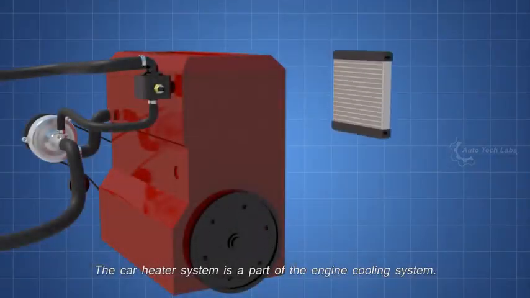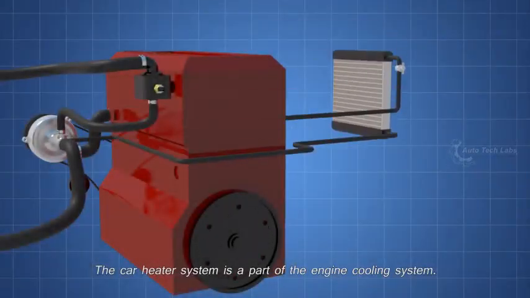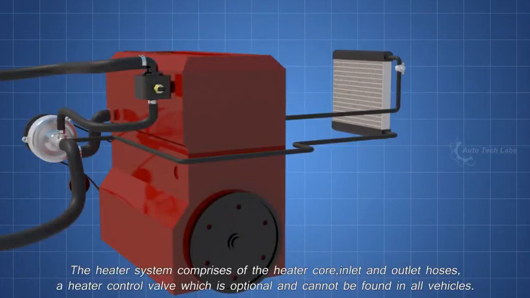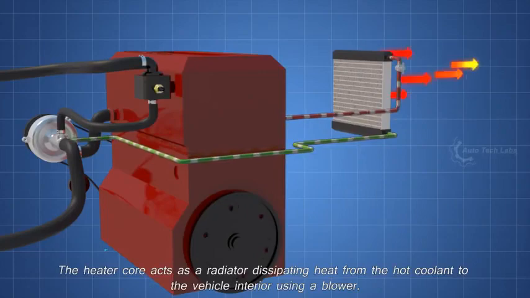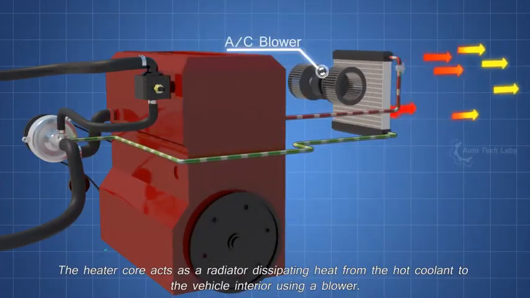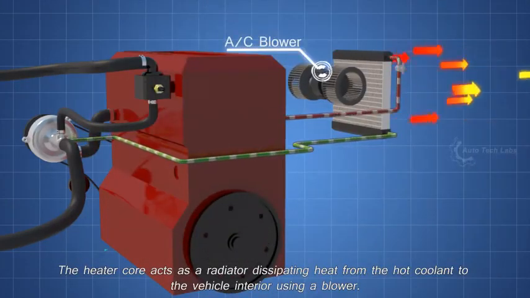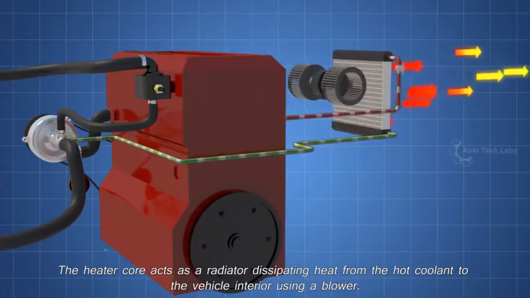The car heater system is a part of the engine cooling system. The heater system comprises the heater core, inlet and outlet hoses, and a heater control valve which is optional and cannot be found in all vehicles. The heater core acts as a radiator, dissipating heat from the hot coolant to the vehicle interior, using a blower.